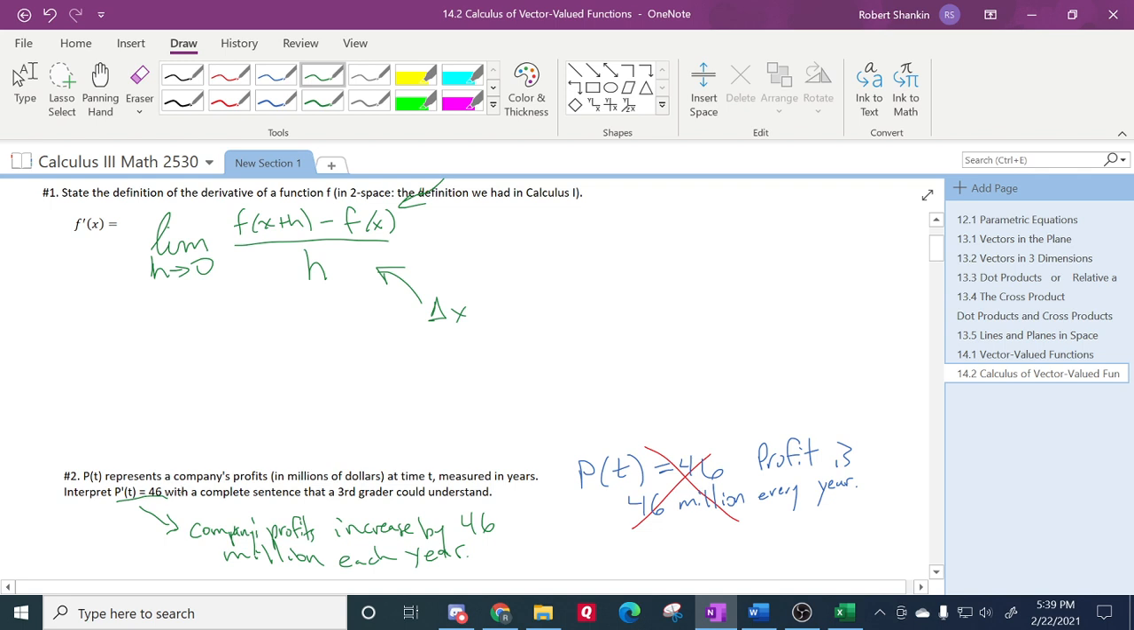How we interpret the derivative is the change in the output every time the input increases by 1. Every time, that's provided we stay in the tangent line. And this one is saying that it's a constant derivative. Every time 1 year goes by, the profits increase 46 million each year.